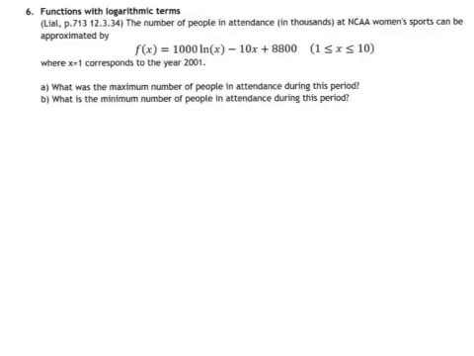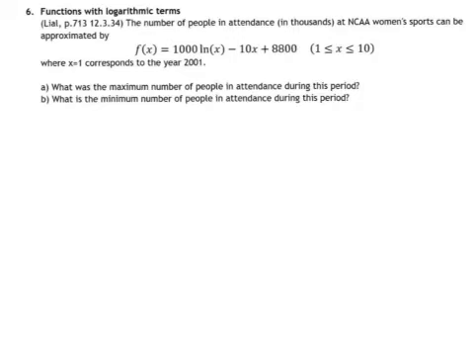Welcome to week 8, question 6, functions with logarithmic terms. So the question reads, the number of people in attendance in thousands at an NCAA women's sports event can be approximated by this function, where x equals 1 corresponds to the year 2001.